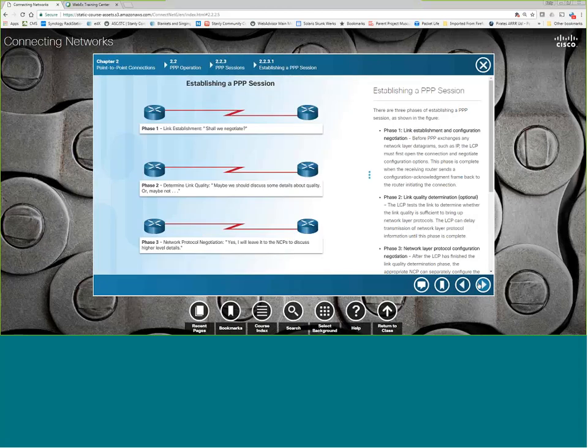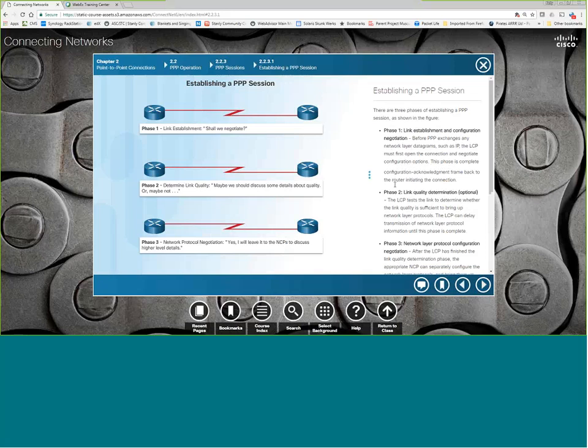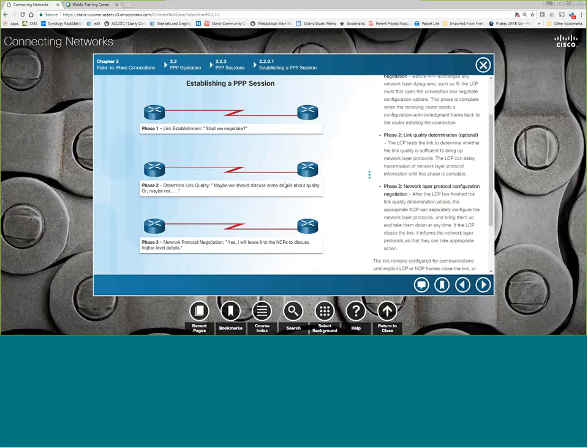We'll blow through that. All right, so here's our PPP session. LCP, Link Control Protocol, sends out a phase 1: shall we negotiate? Phase 2, if link quality determination is actually turned on, it will say let's do link quality. If it meets our standard, yes, we will establish a session. If not, we won't. Again, that's an optional item. It does not have to happen.